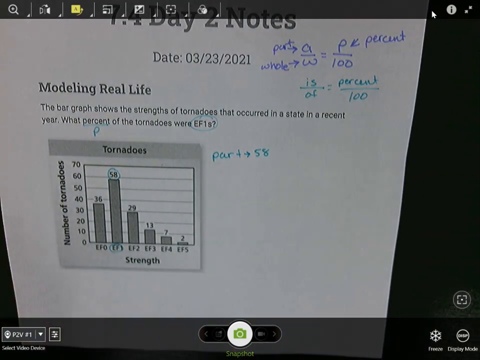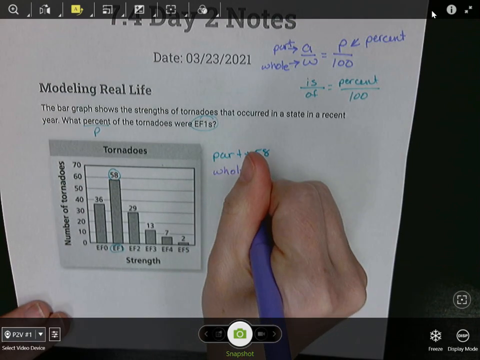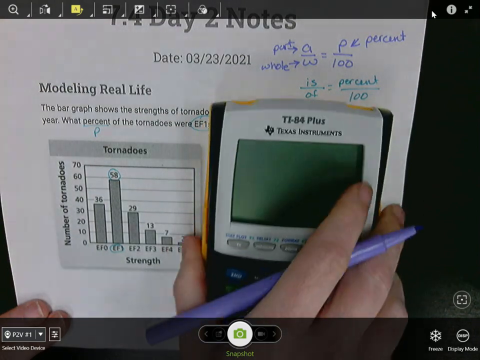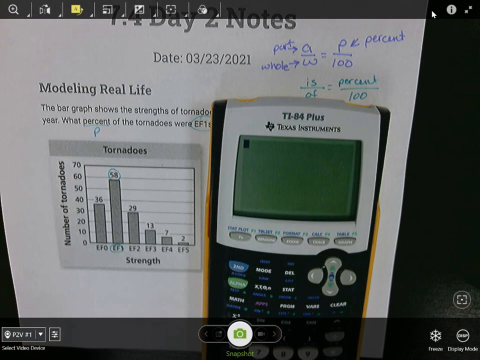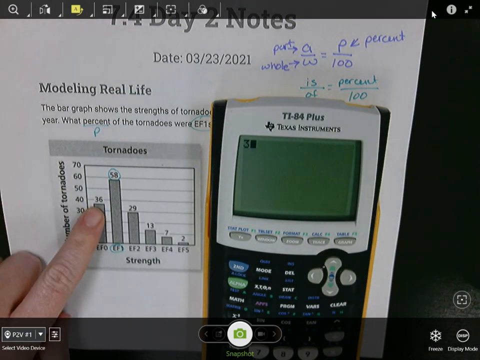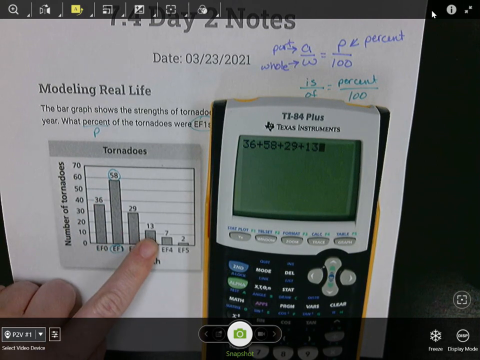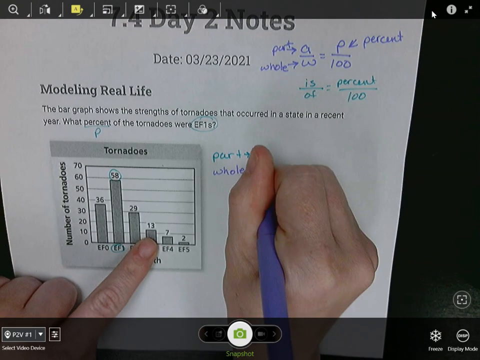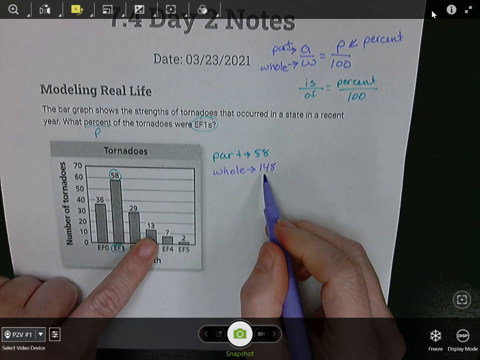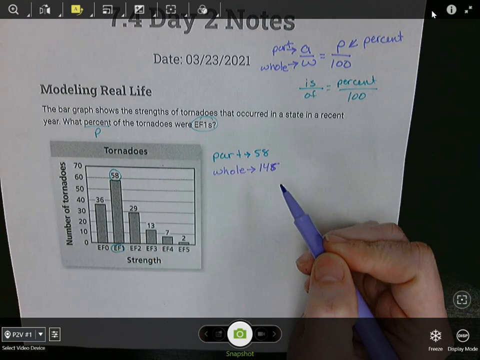Now you need to figure out the whole amount of tornadoes. In a bar graph, to figure out the whole number of tornadoes, you go through and add up the amount of each one. So you would add 36 plus 58 plus 29 plus 13 plus 7 plus 2, and you get 145. So there were a total of 145 tornadoes.